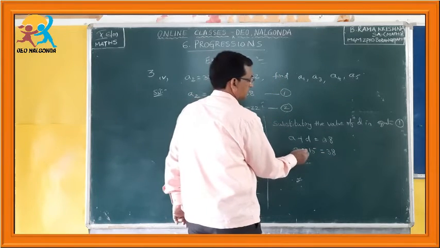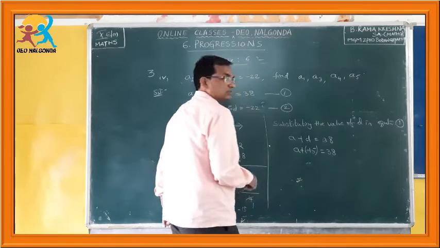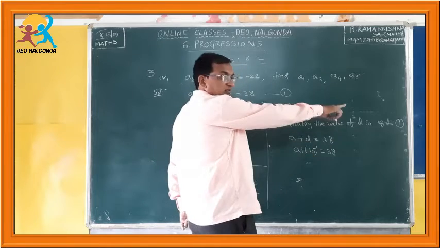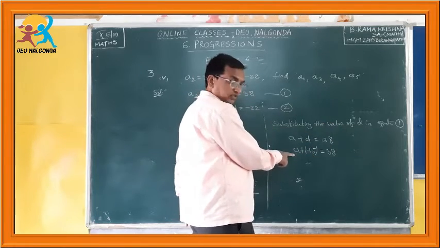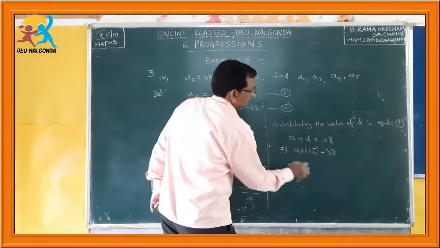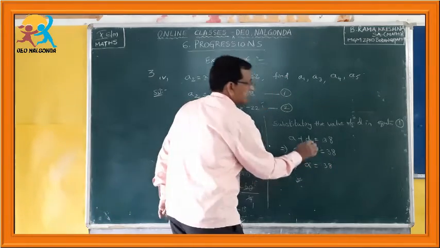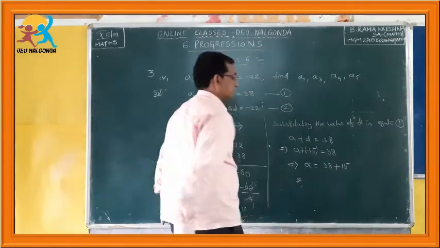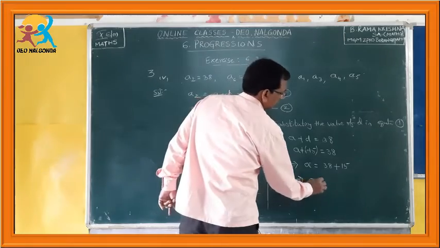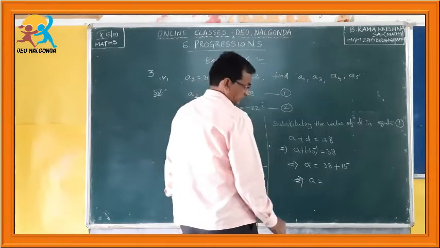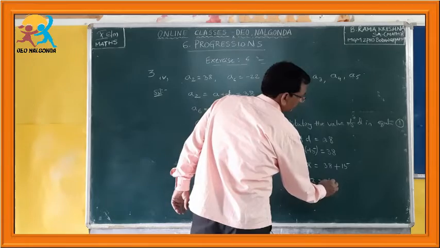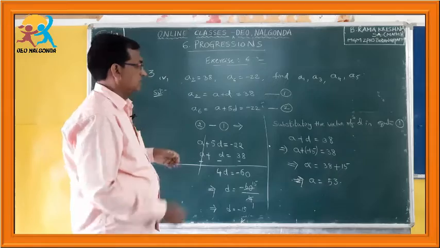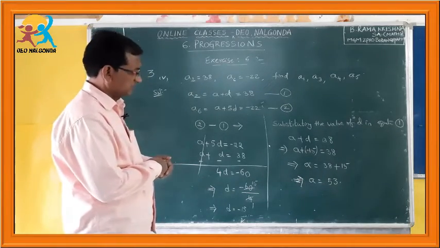Or you can write, if you don't understand this, a plus minus 15 is equal to 38. So, this minus 15 needs to be transposed to get the value of a. So, a is equal to 38, this minus 15, if it is transposed to the right hand side, what will it become? It becomes plus 15. So, a is equal to 38 plus 15. How much is this? 53. Okay, that is 53. a, the first term, is 53.